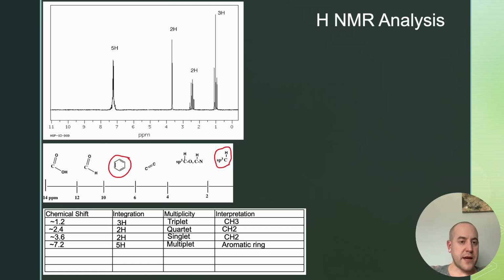And on top there, you can see the 3H triplet, and that is representative of a methyl group, or a carbon with 3 hydrogens attached to it.